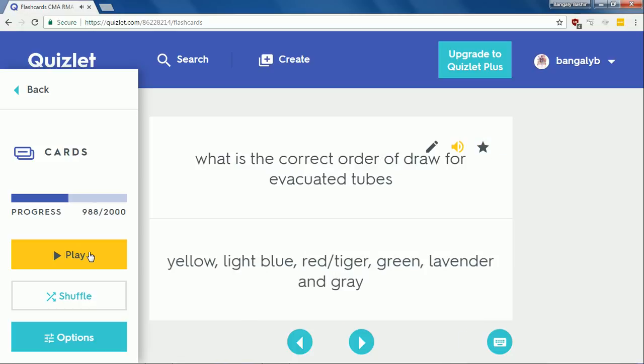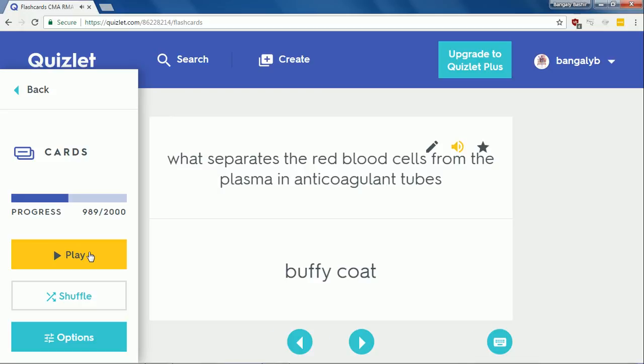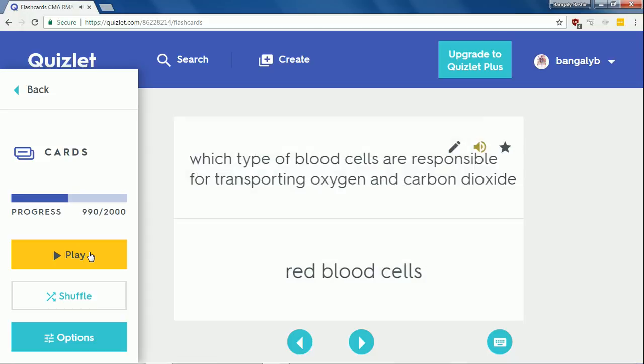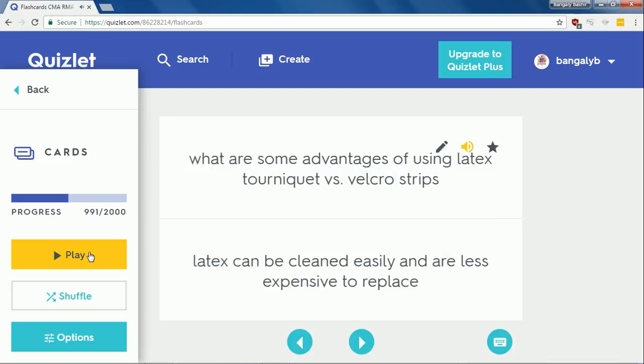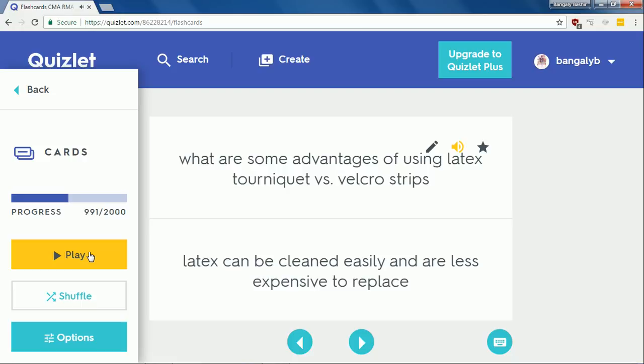What is the correct order of draw for evacuated tubes? Yellow, light blue, red tiger, green, lavender, and gray. What separates the red blood cells from the plasma in anticoagulant tubes? Buffy coat. Which type of blood cells are responsible for transporting oxygen and carbon dioxide? Red blood cells. What are some advantages of using latex tourniquet versus Velcro strips? Latex can be cleaned easily and is less expensive to replace.